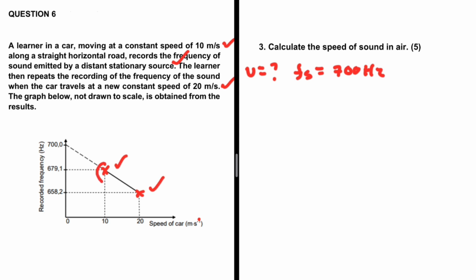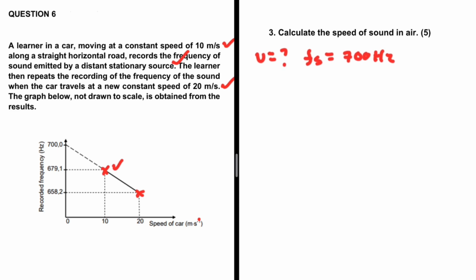You can use the first data point or you can use the second one. Because if you use this point, you have FL and its corresponding VL. And then if you use the second point, you're going to have FL and its corresponding VL. So whatever point you decide to use between these two, you're going to get the same answer, right? So let's use this very first point here.